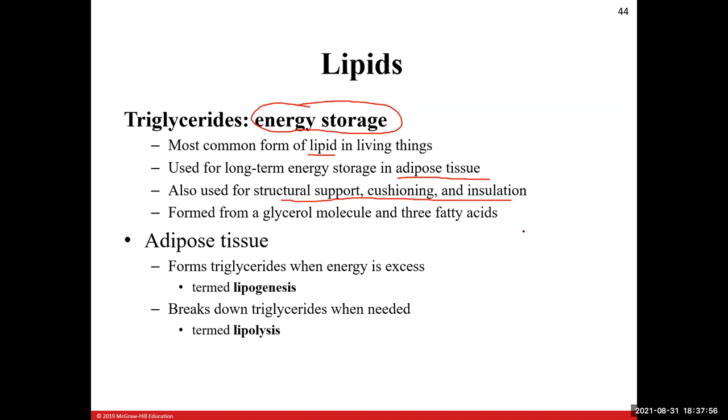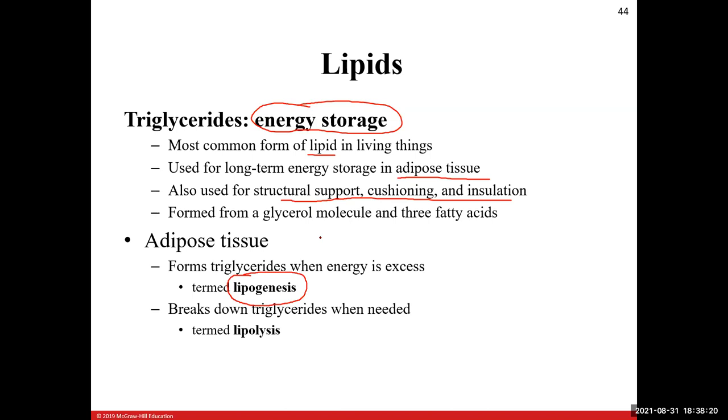So when we are going to store these triglycerides in our adipose tissue, the process of creating that tissue is called lipogenesis. Lipo stands for the fat or the lipids. Genesis is to create or make.